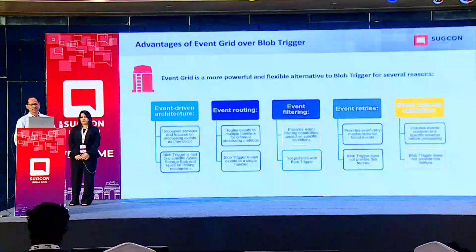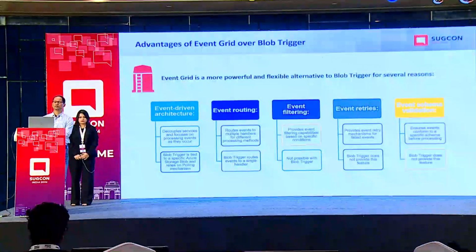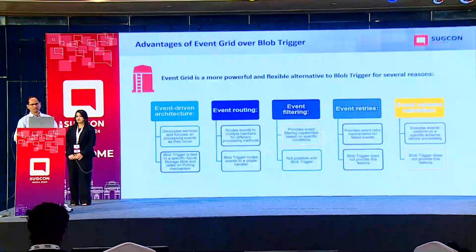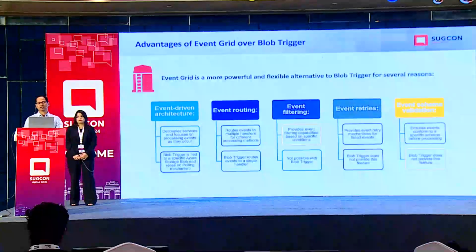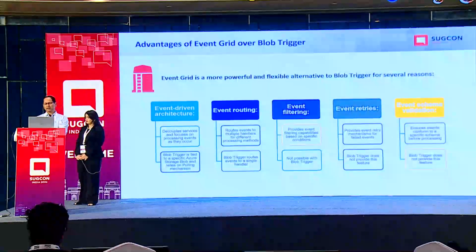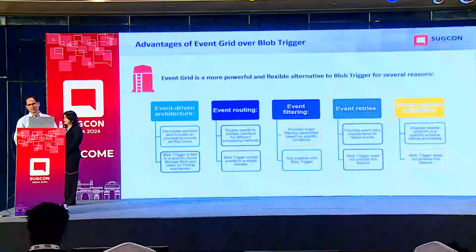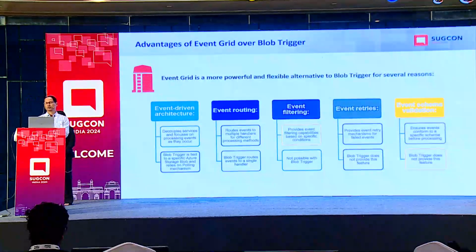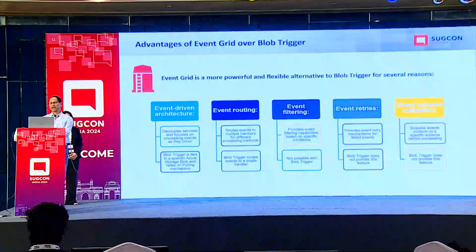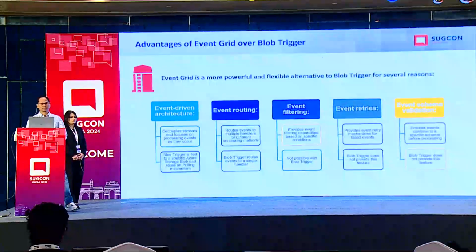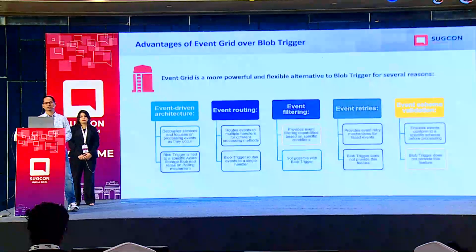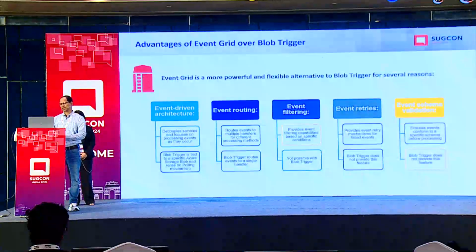The other thing is event schema validation. This is also very important. Let's say for any business use case, there might be a schema required to process a particular blob. In that case, Event Grid provides you the flexibility to validate the schema first before triggering the events. But this is not possible with blob triggers at all. Right?